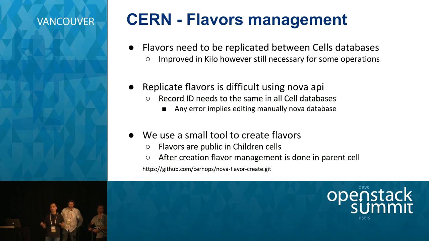Initially, what we did was go through the databases and add all the flavors individually. But since we started to add more and more cells, it became risky and difficult to manage. So again, what we did was a small script that goes through all the databases, selects a free flavor ID, and uses that to propagate the flavor to all the available cells. The trick here is to add the flavors in the child cells as public. If you do that, then all the management can be done in the parent cell. If you want to dedicate the flavor to a project, you only need to do this in the parent cell. Again, you can check out the code on GitHub.